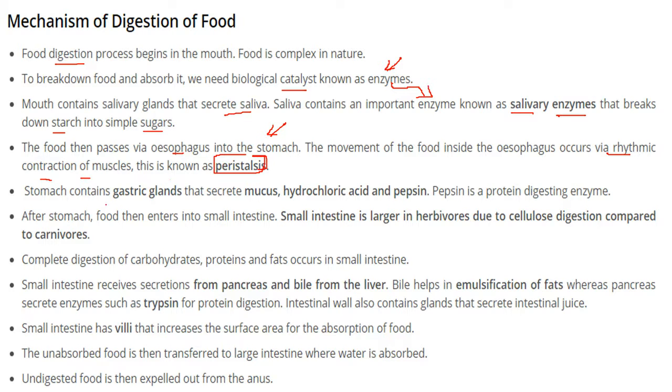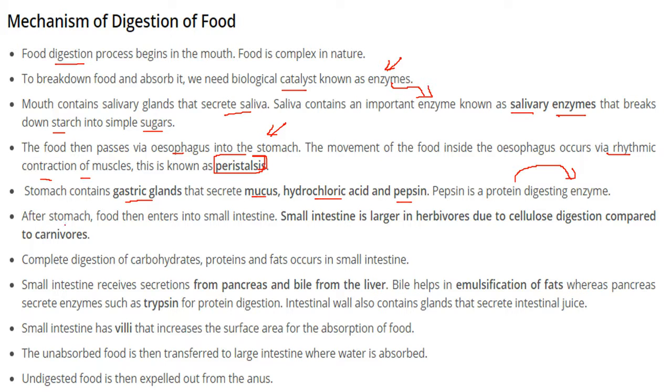The stomach contains gastric glands, which secrete many things like mucus and HCl, hydrochloric acid, and this is quite concentrated. And pepsin. Now this pepsin is a protein-digesting enzyme. So pepsin is used to digest protein.